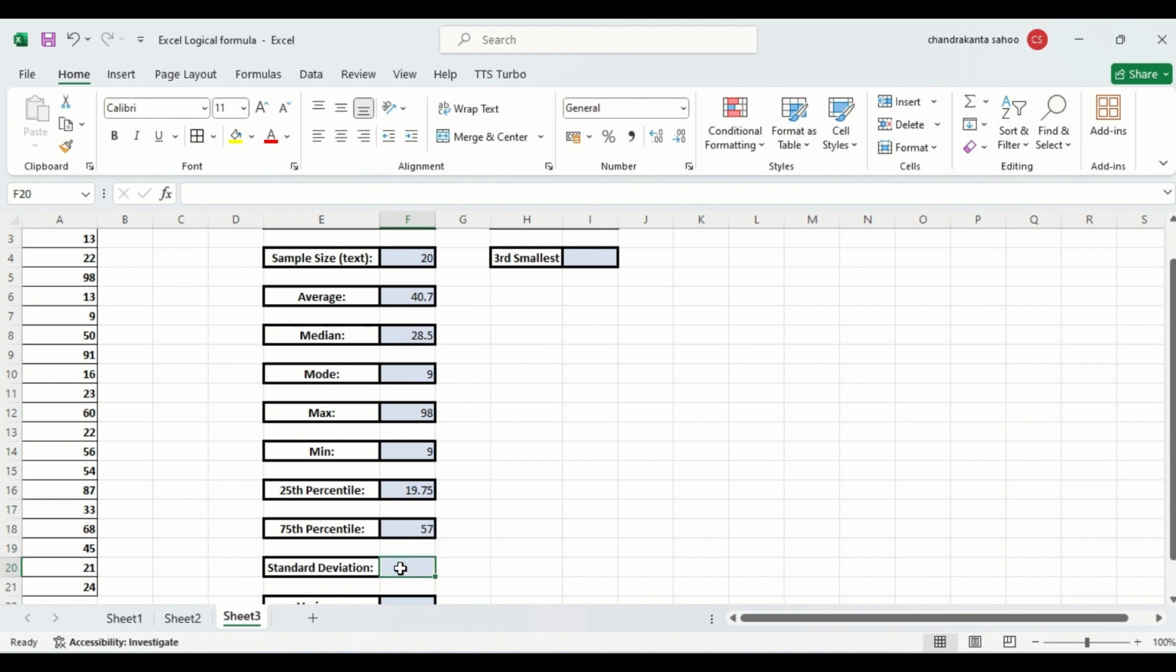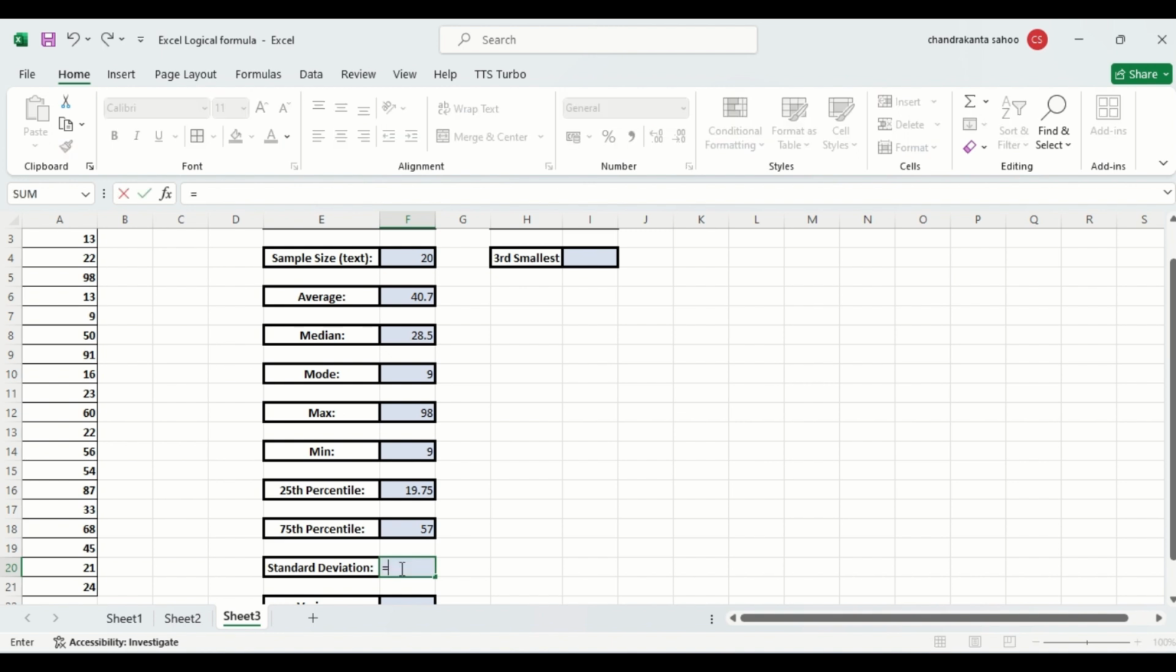Then standard deviation. What does the standard deviation tell about in statistics? Standard deviation tells about the dispersion or deviation of your data from the mean or the average. If you have a high standard deviation, it means your data is spread out more. Low standard deviation means your data is very close to your mean, tightly clustered around your mean. So standard deviation is used in statistics to understand the nature of the dispersion of the data, meaning deviation from the mean.